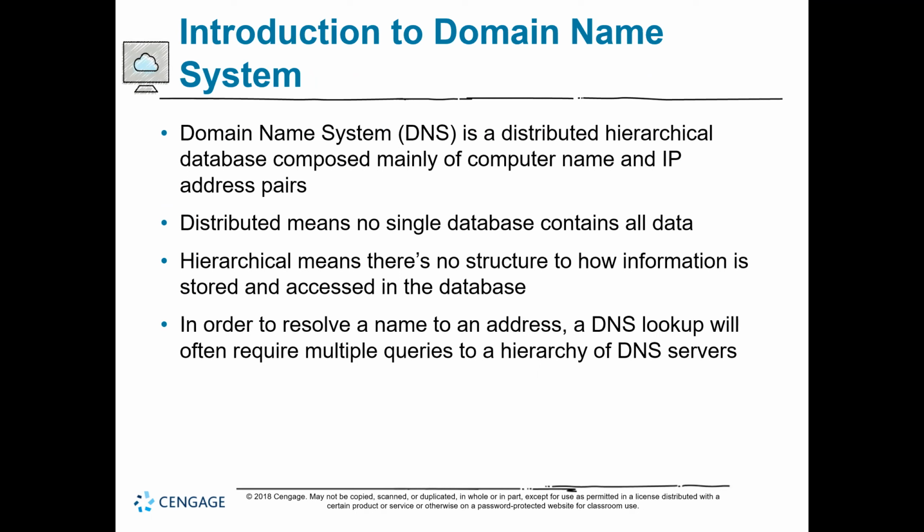Domain name system, or DNS, is a distributed hierarchical database composed mainly of computer name and IP address pairs. Distributed means no single database contains all the data. Hierarchical means there's a structure to how information is stored and accessed in the database. In order to resolve a name to an address, a DNS lookup will often require multiple queries to a hierarchy of DNS servers.